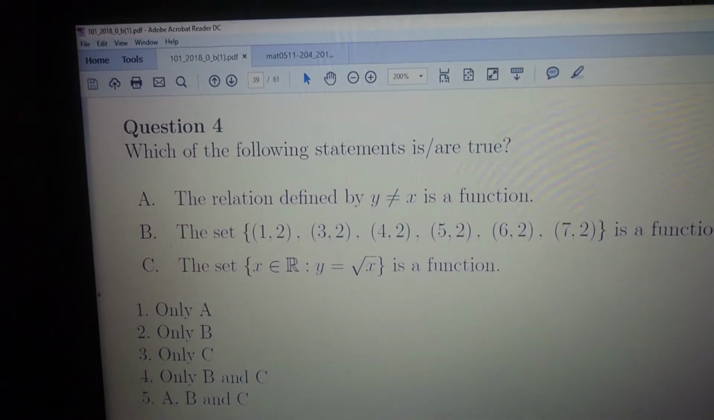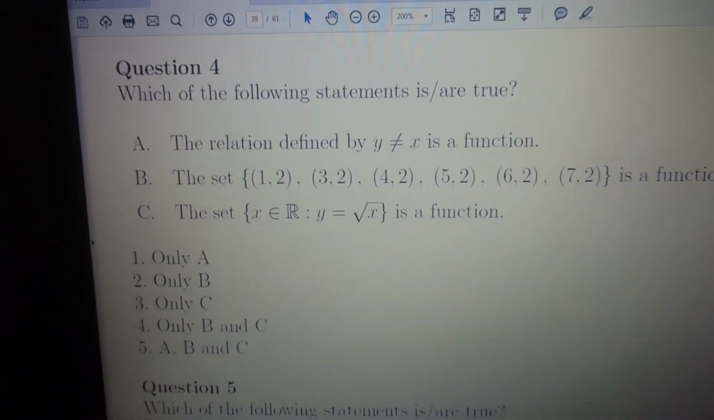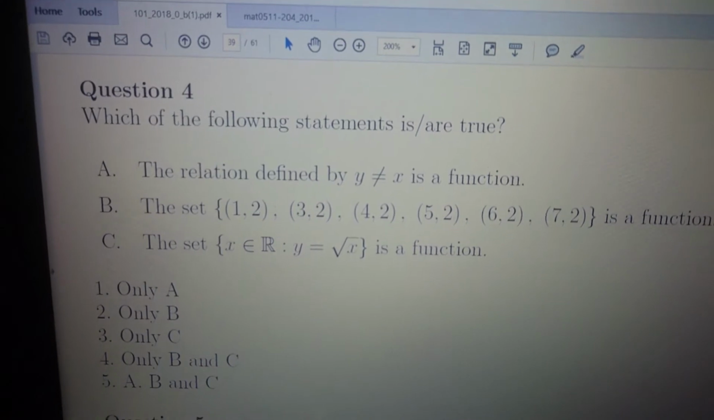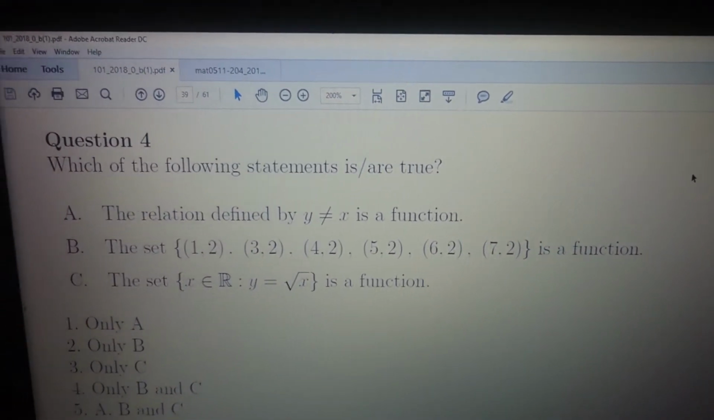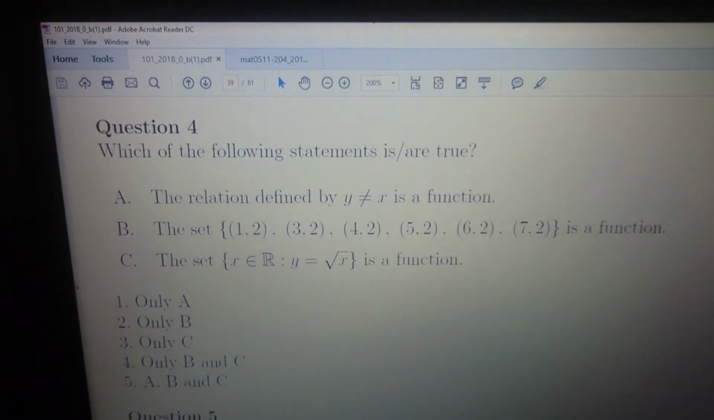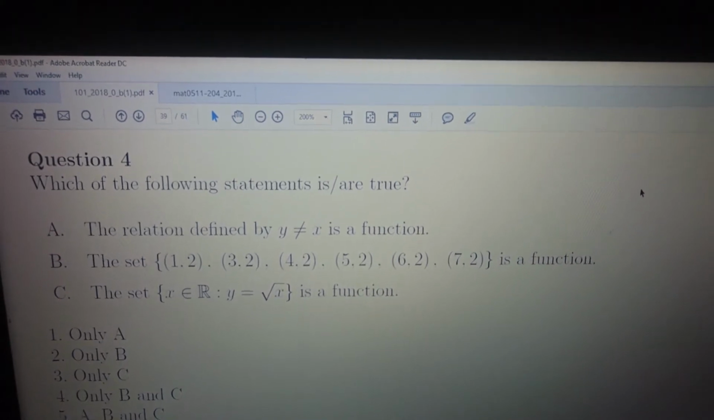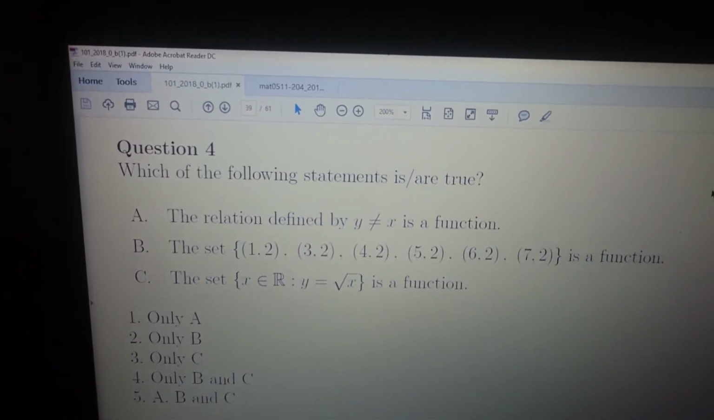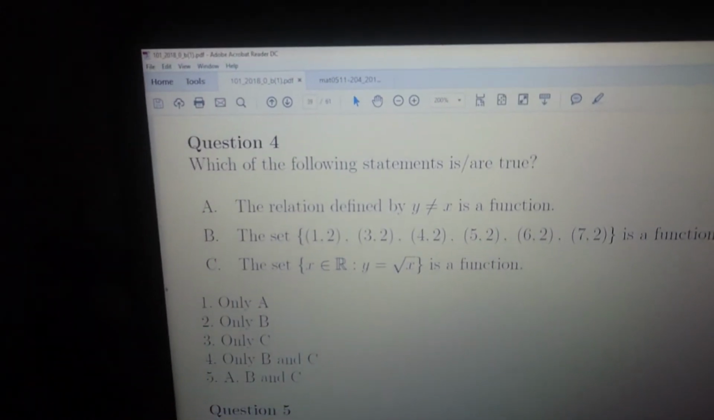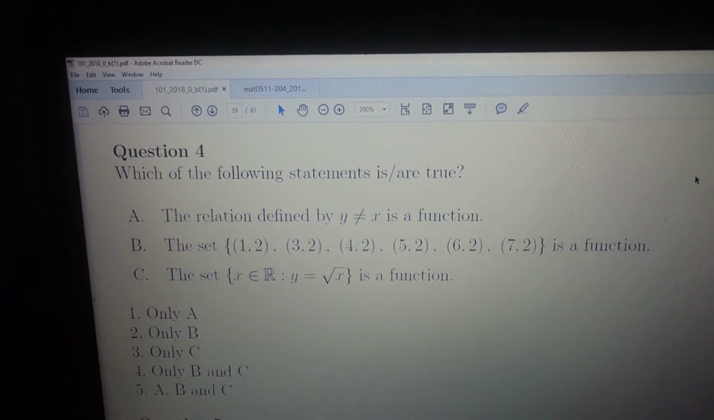So question 4 says, which of the following statements are true. The first one says the relation defined by y is not equal to x is a function. We're going to have to check whether it's true or not. The second one, B, says the set of a relation, which is (1,2), (3,2), (4,2). I'm going to show you whether this is true or not. The C also says, the set of x that are elements of real numbers, y equal to square root of x is a function. Those are the options: only A, only B, only C, etc.